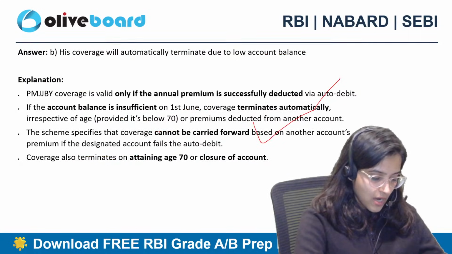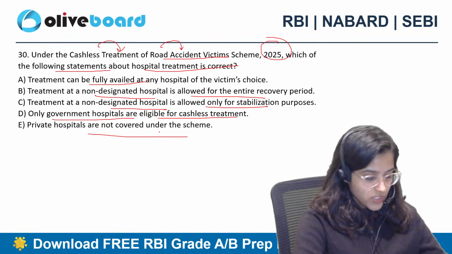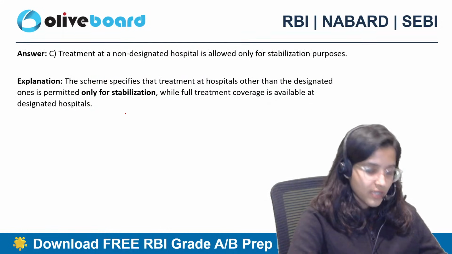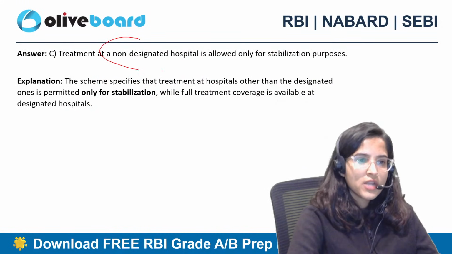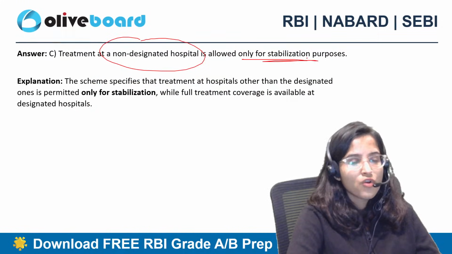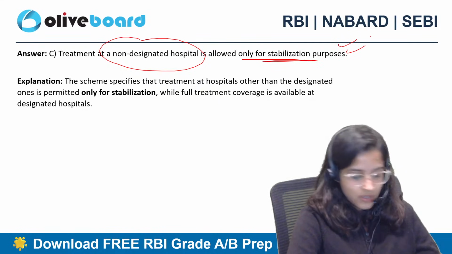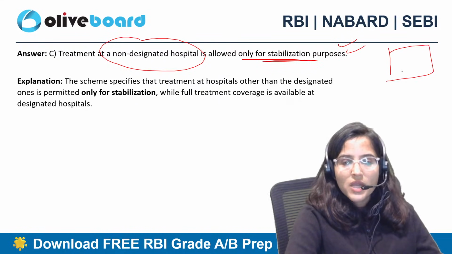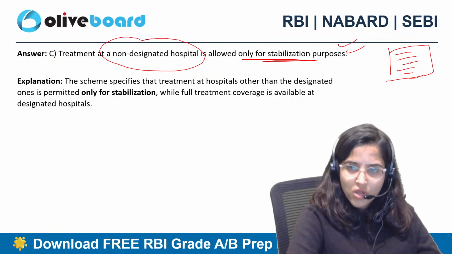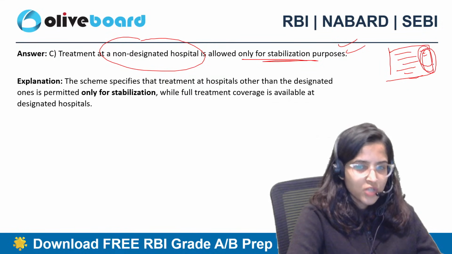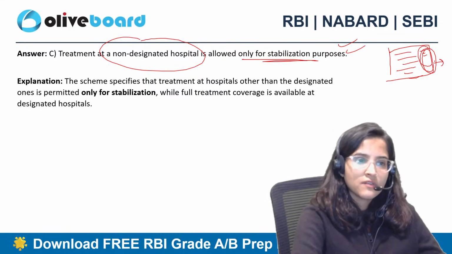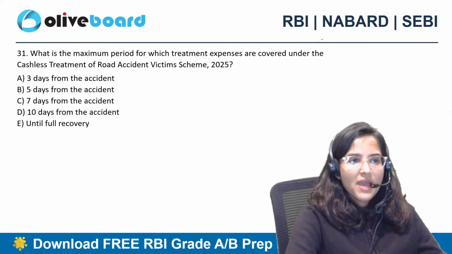ठीक है, ओके सत्यार्थ। 30th question, I've received B as the answer, which is not correct. C is the answer. Treatment at a non-designated hospital is allowed only for stabilization purposes. उसके अलावा नहीं। तो जो designated hospitals है वहाँ पे तो अलाउड होगा, अगर इसमें कोई नाम नहीं लिखा है उस हॉस्पिटल का तो वहाँ पे सिर्फ स्टेबलाइजेशन के लिए जा सकते हैं, अदरवाइज नहीं.